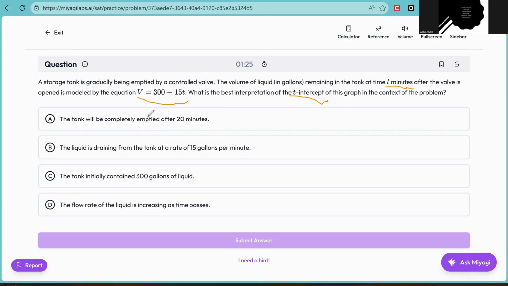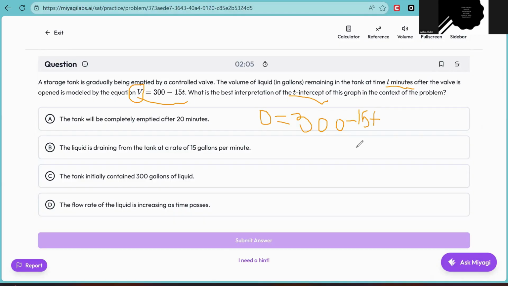I apologize. So for this one, we want to see the best interpretation of the t-intercept. The t-intercept is the point where the graph crosses the t-axis. At this point, the value of the vertical axis, which is V right here, is 0. So if V is 0, we want the equation to be 0 equals 300 minus 15t.